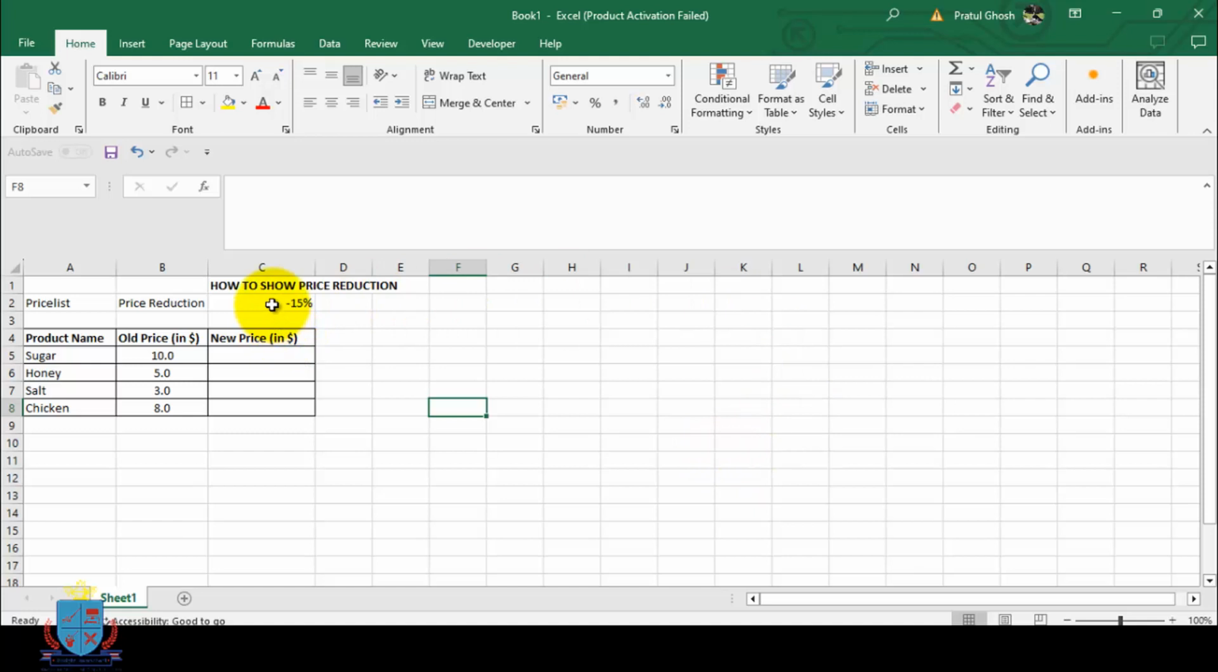So here in cell C2, I have written that 15% of the price has reduced. Now in column A, I have written the product names, and in column B, I have mentioned the old price of each product mentioned in column A. Now I am going to calculate the new price.